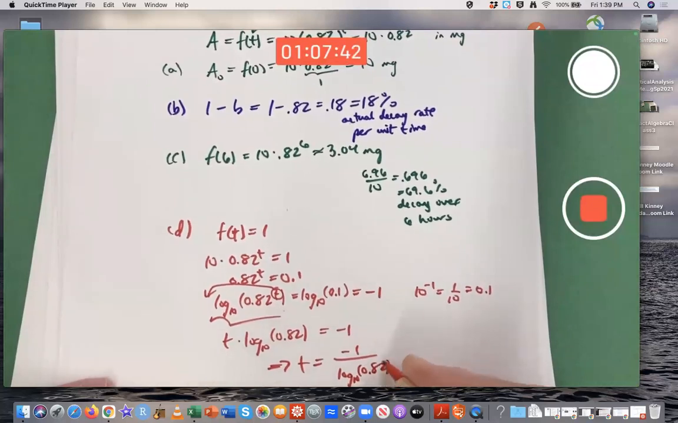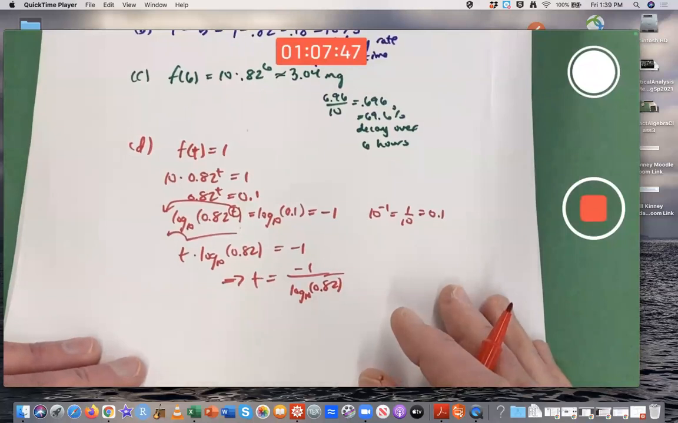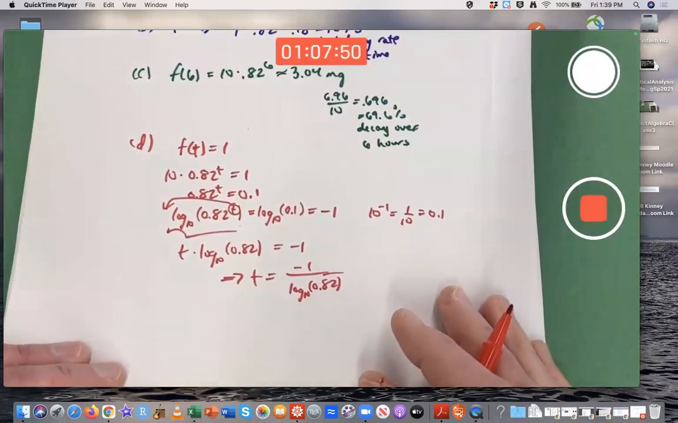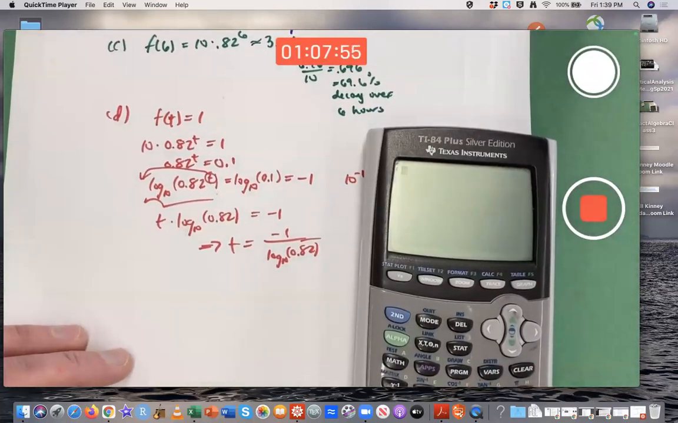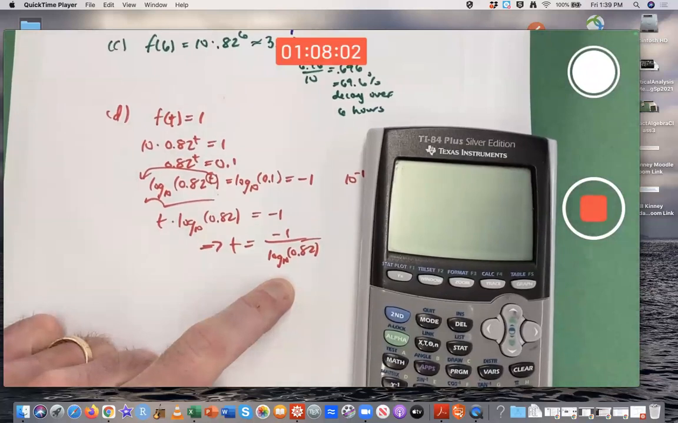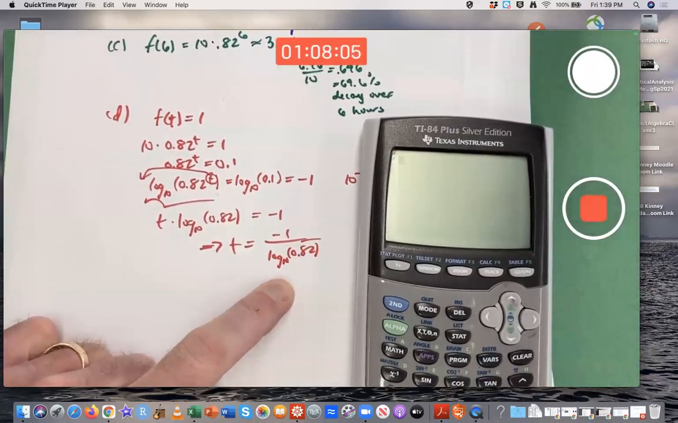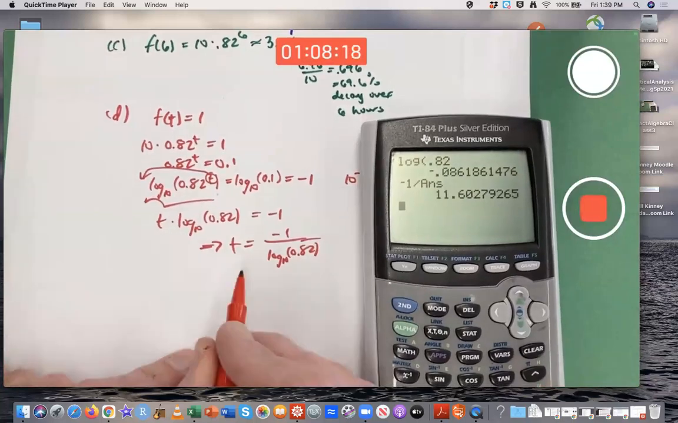Wait, how can that be? How could t be negative? Did I make a mistake? Well, it's deceiving. It looks negative, but it's not. -1 is negative, but log base 10 of 0.82 is also negative. So you get two negatives being divided, which gives you a positive. Log base 10 of 0.82 is -0.0862. Take -1 divided by that, you get a positive number, about 11.6.